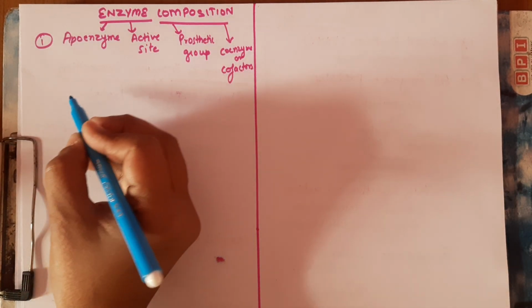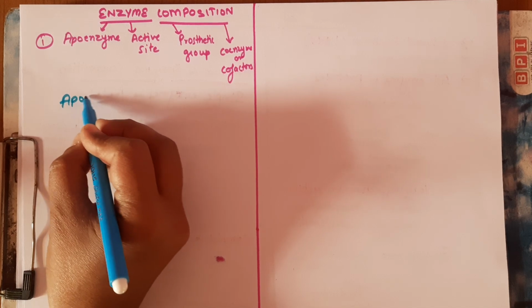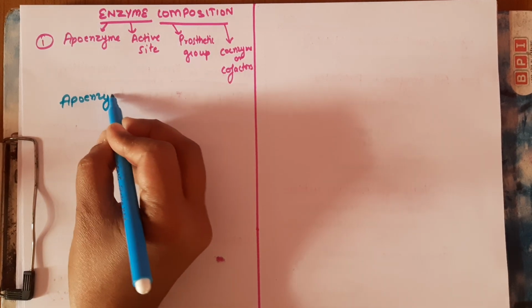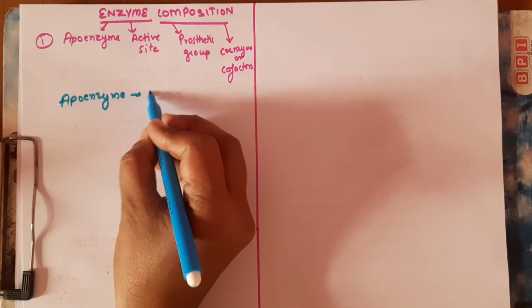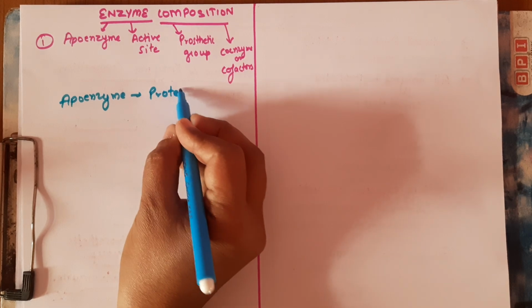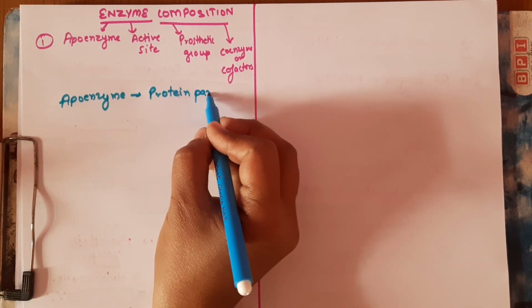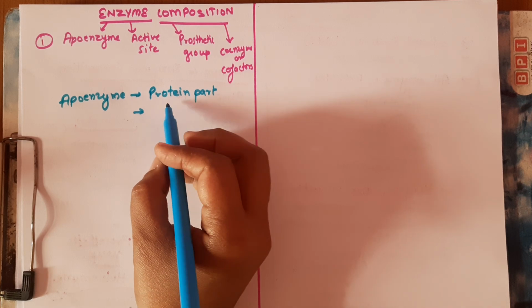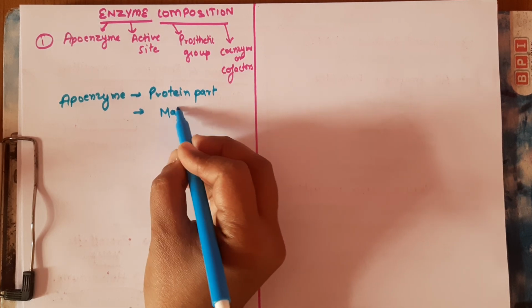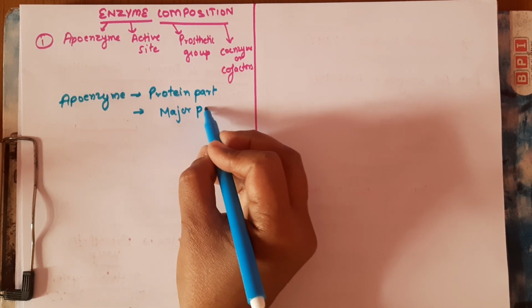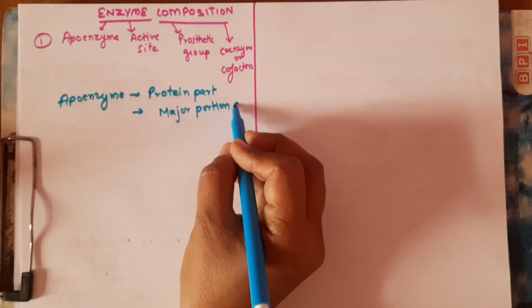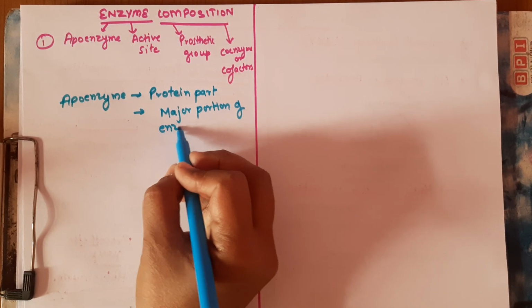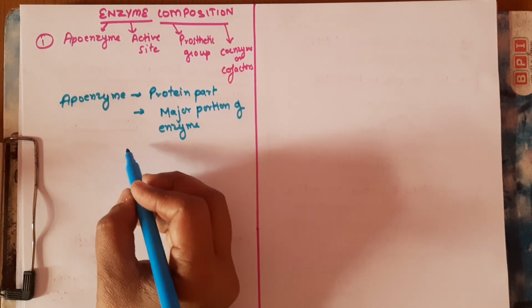What is apoenzyme? So apoenzyme is the protein part. Okay, we have to remember this. And the next thing about the apoenzyme is that it is the major portion of the enzyme. When we are talking about the enzyme structure, it holds the major portion.